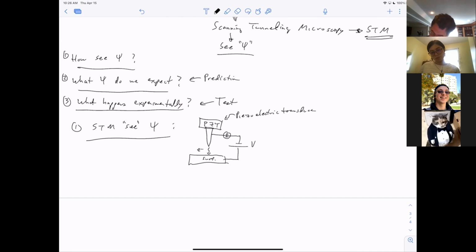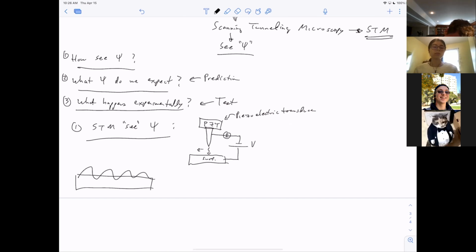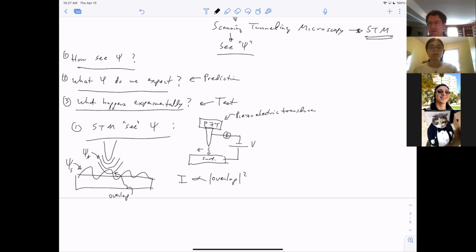And so it turns out that what's happening is that the electrons in the surface have wave functions. So that's the wave function of an electron at the surface. And the tip also has a wave function. I'll call that psi of the surface, and I'll call that psi of the tip, and they overlap. And so the electrical current that flows through the tip is proportional to that overlap squared. You know how it is in quantum mechanics, you always square everything to get the probability. So it's the overlap of the wave function of the tip and the surface that matters.